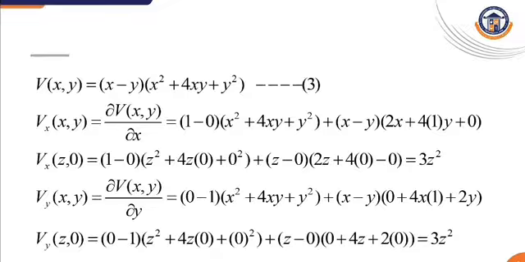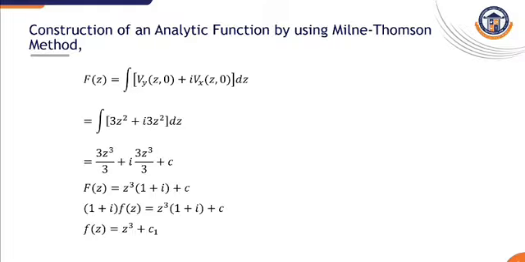Now we identify, as we already know in the Milne-Thomson method, that the given function is only v. Therefore our problem is solved by applying the Milne-Thomson method and constructing the analytic function. So vy of z comma 0 plus i v of x of z comma 0 into dz. We substitute the value: 3z square plus i into 3z square into dz. Now the integration of 3z square with respect to z means 3z cube by 3 plus i into 3z cube by 3. We cancel 3, and the values become z cube plus i times z cube.